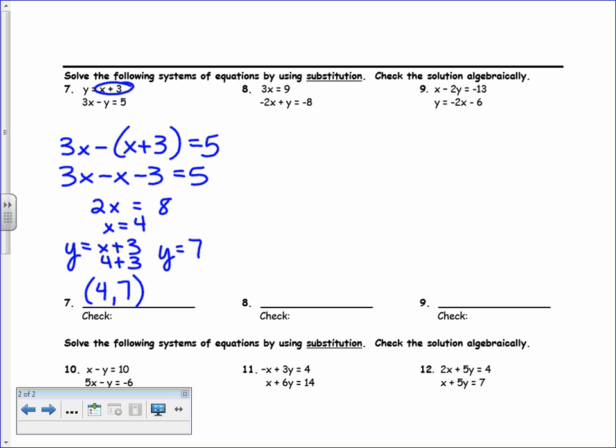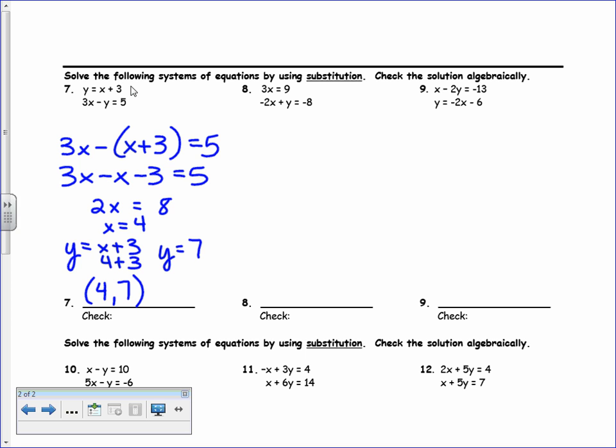All right, so right now I have 4, 7. Doesn't seem as though I have a lot of room to check, but what I want to do is take that 4 and 7. It says check the solution algebraically. Absolutely, you can go ahead and graph these and check it that way. Another way we can do it is take 4 and 7 and see if they meet the needs of both equations, and that's what I'm going to do.